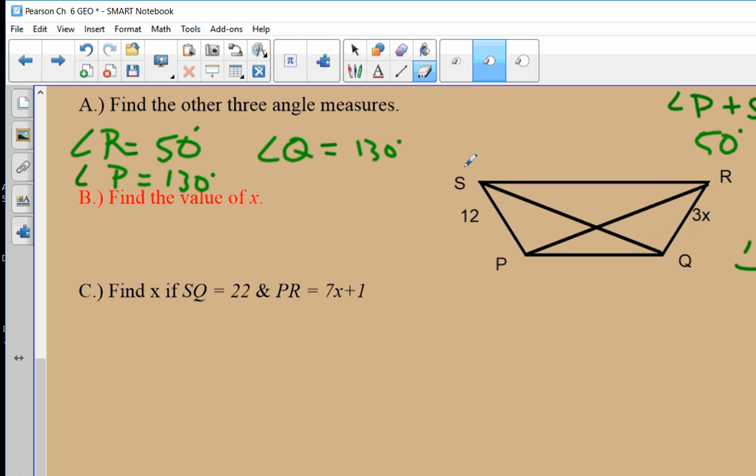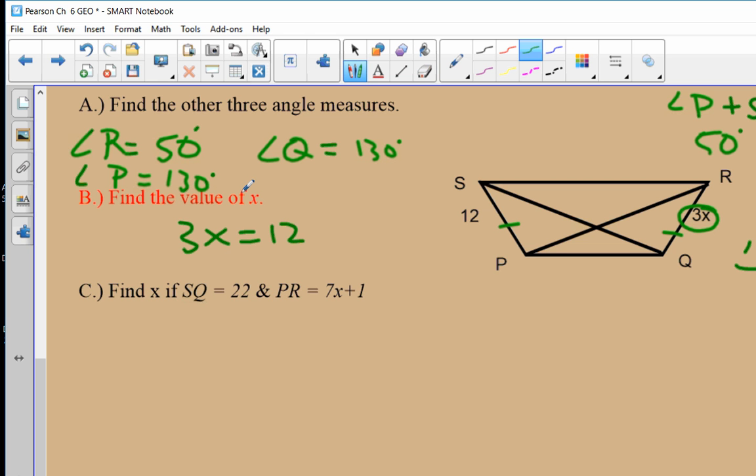Okay. Now they want me in part B to find the value of X. Well, here's X, okay? So now we remember it was isosceles. We said right off the bat that those guys should be equal. So if things are equal, I can set them equal to each other, and that would help me to solve it for X, okay? So I can divide both sides by 3, and X is 4.